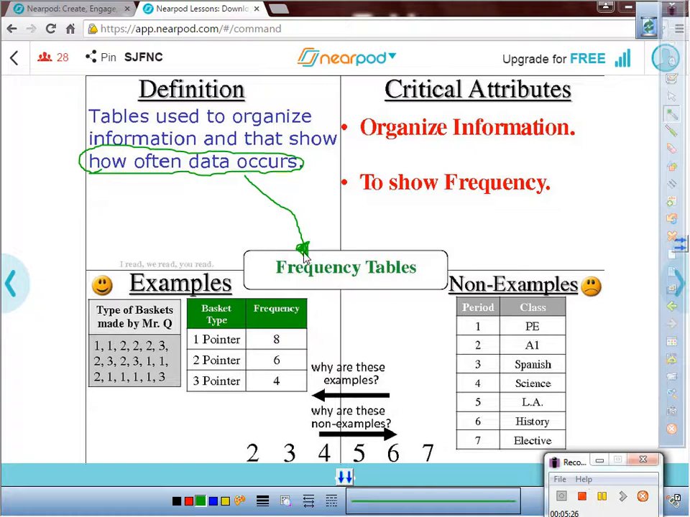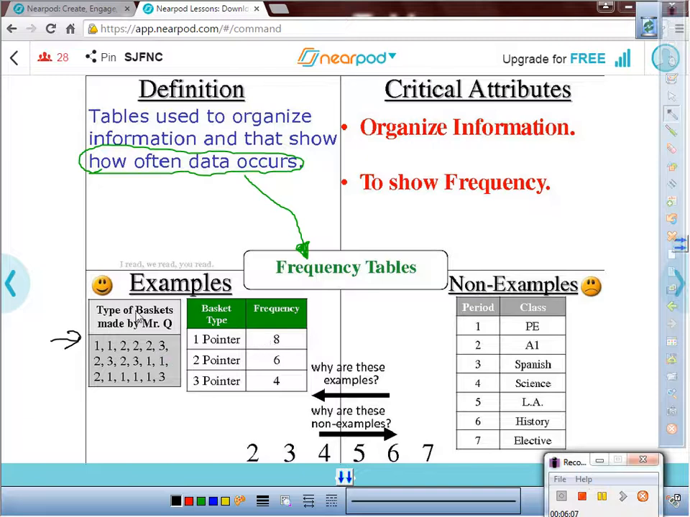So that's what frequency means. Frequency means how often something happens or occurs. So watch. From the example, I said the table in green, this one, is our frequency table. This one over here is just a table of data that we use to fill in our frequency table.